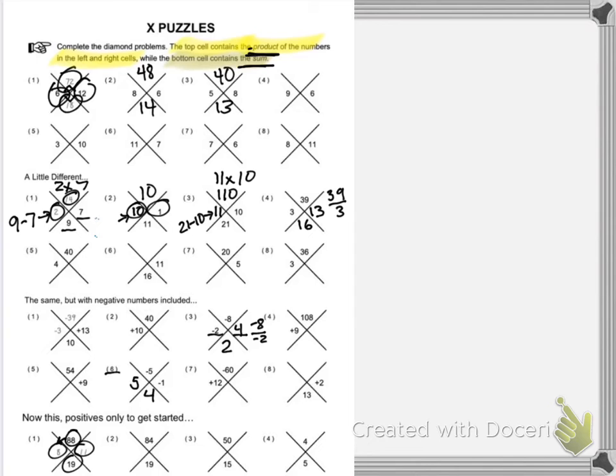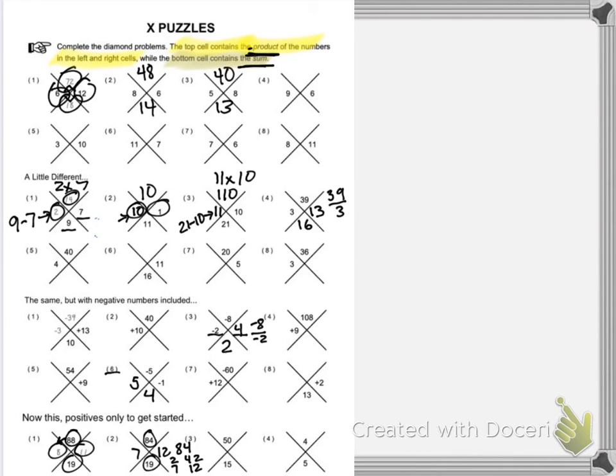Let's look at number 2. Two numbers that multiply to 84 and add to 19. What are the factors of 84? I feel like that would help. 84 is 2 times 42, but that's not going to add to give me 19. How about 7 and 12? 7 times 12 gives me 84. 7 plus 12 gives me 19. Those two numbers work.